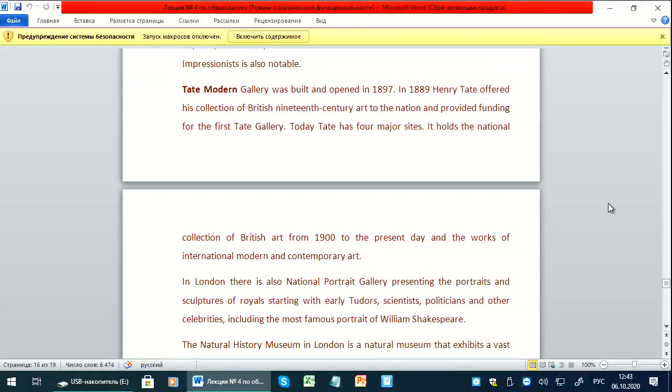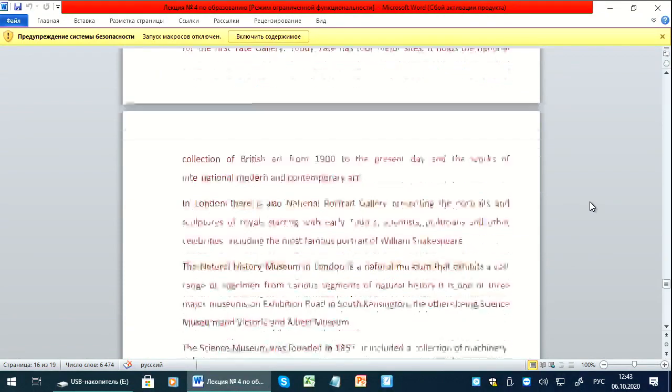In London, there is also a National Portrait Gallery presenting the portraits and sculptures of royals, starting with the early Tudors, scientists, politicians, and other celebrities, including the most famous portrait of William Shakespeare. This is the portrait which all of us know.